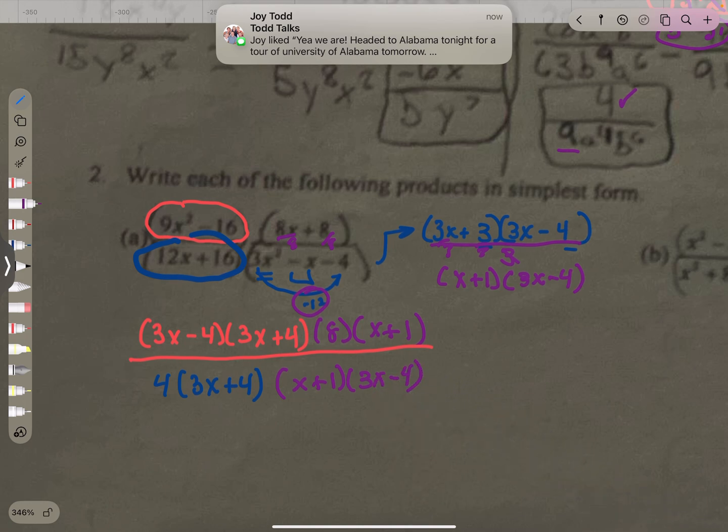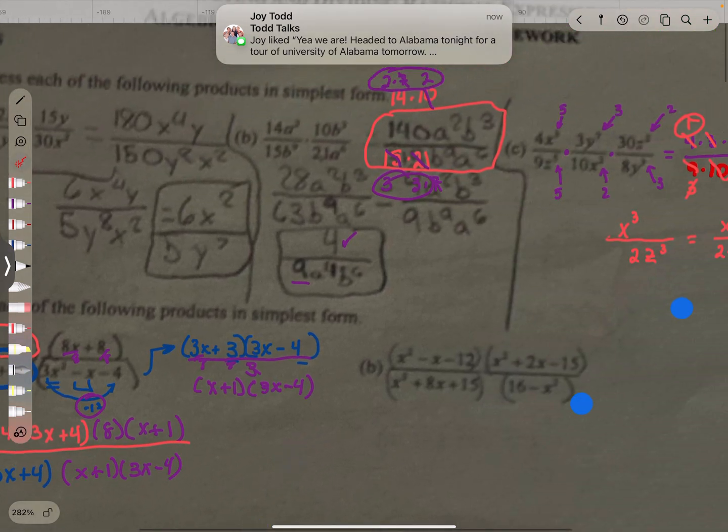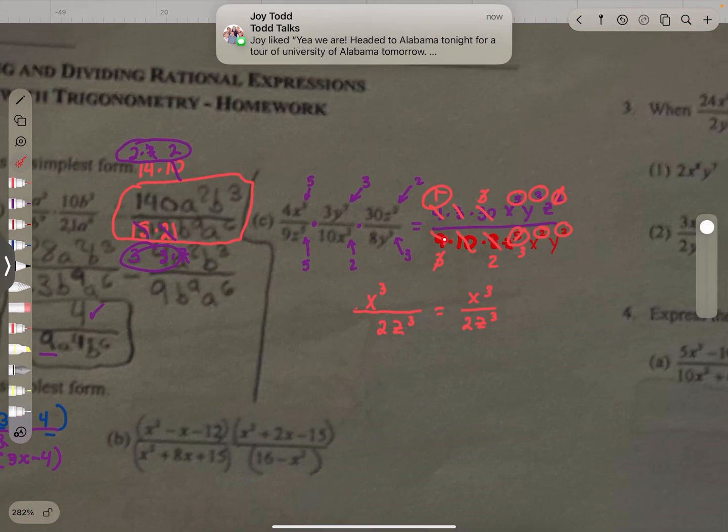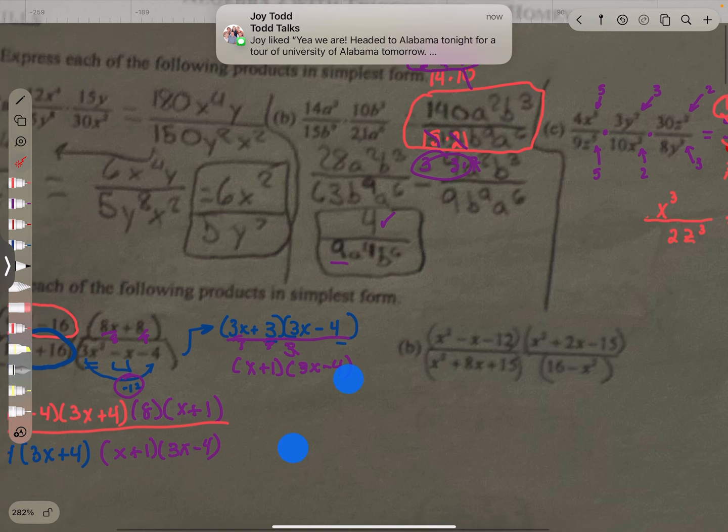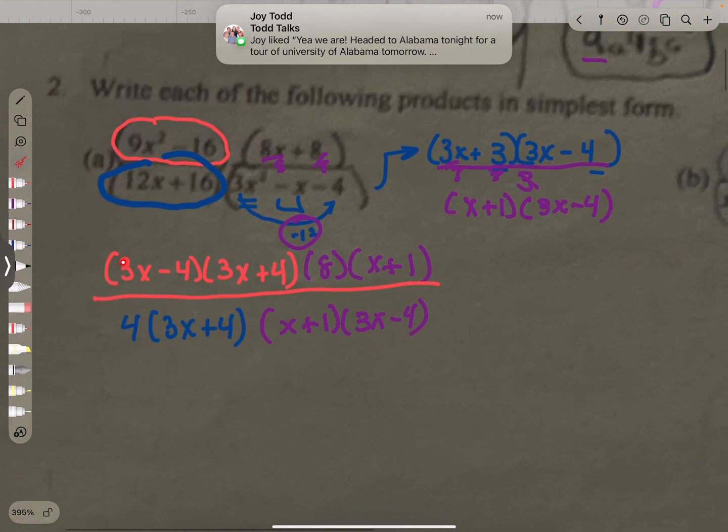Now that it's all factored, I can, just like I could with these numbers, when I could see them, I could just cancel stuff. Well, these now are all factors. And if any of them match, the whole factor matches any factor down here, they cancel out. They make a 1.